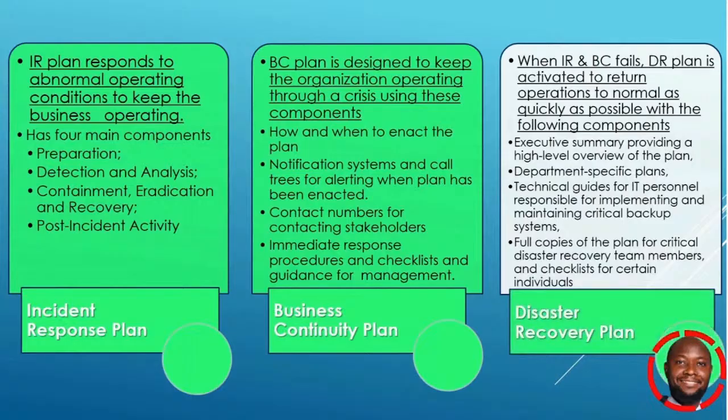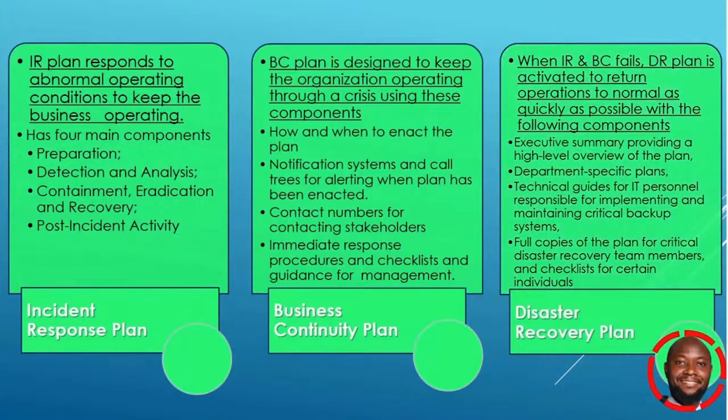Then for the disaster recovery plan, we are talking about what is activated when incident response and business continuity fail. The disaster recovery plan is activated to ensure business comes back to normal as quickly as possible. It has the following components within the plan. You have an executive summary providing a high-level overview of the plan. We have departmental specific plans. We have technical guides for IT personnel responsible for implementing and maintaining critical backup of systems. Then we have full copies of the plan for critical disaster recovery team members and checklists for certain individuals.